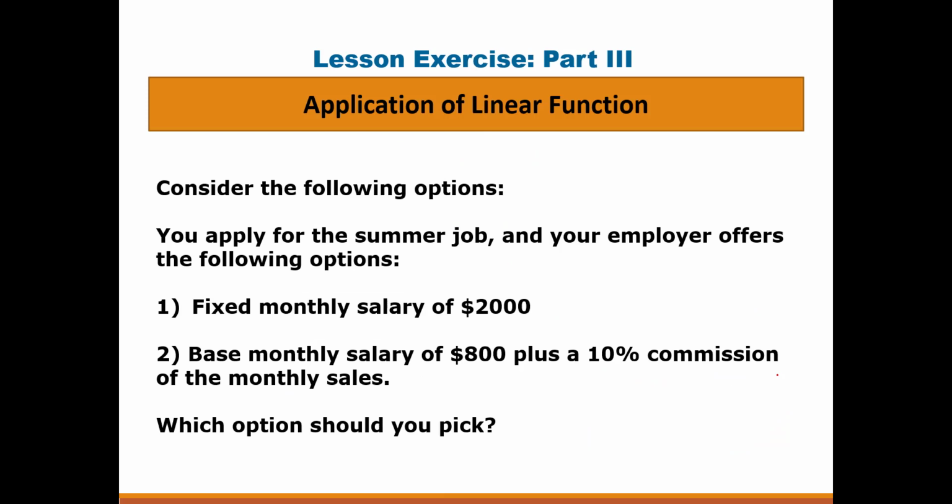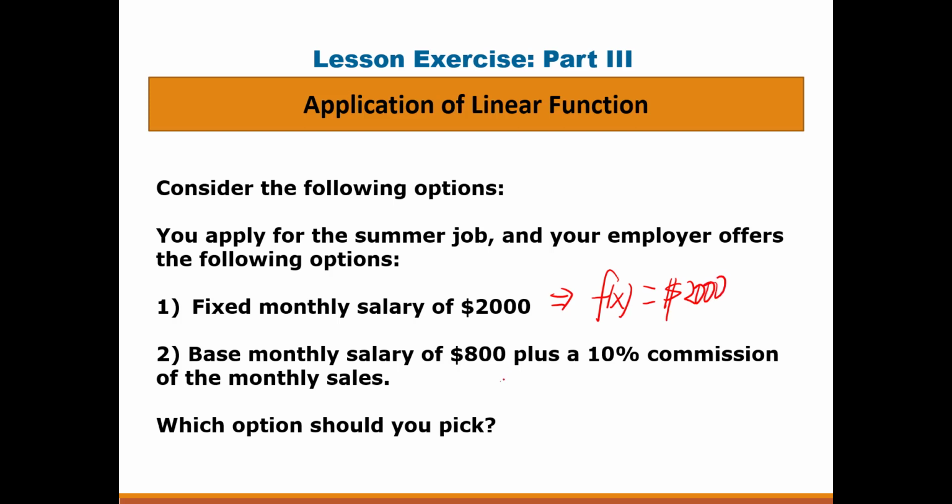And now consider the following options. For a summer job, maybe the company provides the following options. First one is a fixed monthly salary of $2,000. Second one is a base monthly salary of $800 plus a 10% commission of the monthly sales. So it totally depends on your personality. If you are a people person, maybe you prefer the commission-based salary system. If you are a shy, conservative person, maybe you feel like a fixed monthly salary of $2,000 is better. For the first option, f of x, this is a constant, so it's always going to be $2,000.